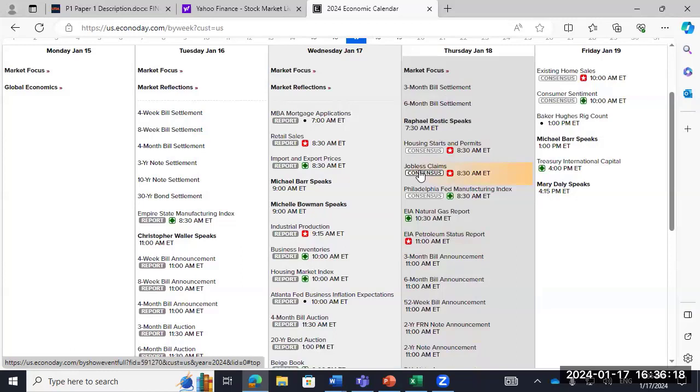Jobless claims comes out the day before the jobs report. The nice thing about jobless claims is it's more current than the jobs report. So the jobless claims is how many people filed for unemployment this last week. So it's like a week more current data than the jobs report. So that can be important.